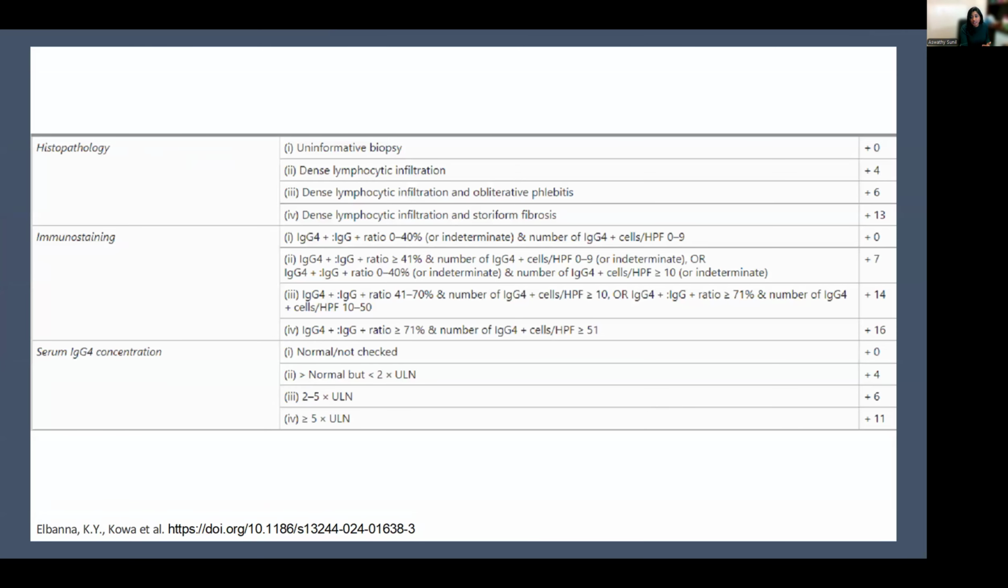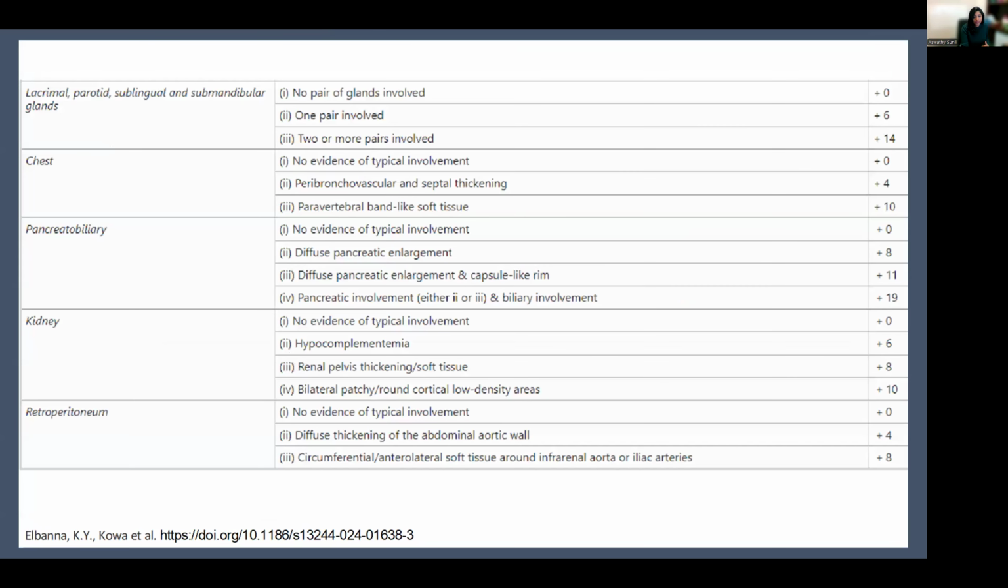Thirdly, 8 weighted inclusion criteria domains addressing the clinical findings, serological results, radiological assessments, and pathological interpretations are applied. The 8 criteria include histopathology, immunostaining, serum IgG4 concentration. The rest 5 are predominantly radiological criteria, which includes salivary gland involvement, chest, pancreatic or biliary, kidney, and retroperitoneal involvement.